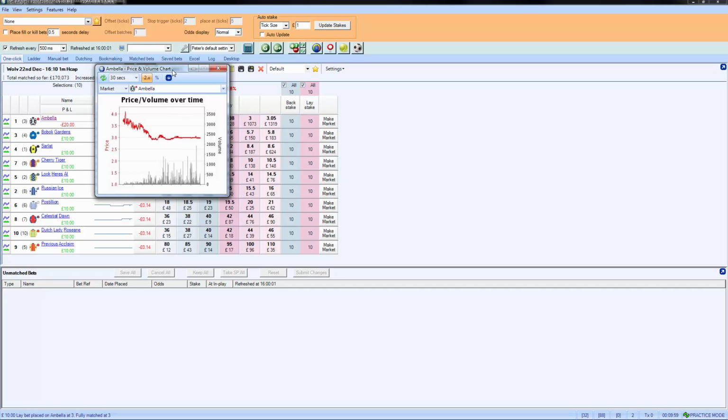Those are the betting parlance for whether prices are getting bigger or smaller. So at the moment we've laid Ambella in this particular market. We need the price to start heading up in the other direction. At the moment our position doesn't look wildly under threat, so we'll hold it.